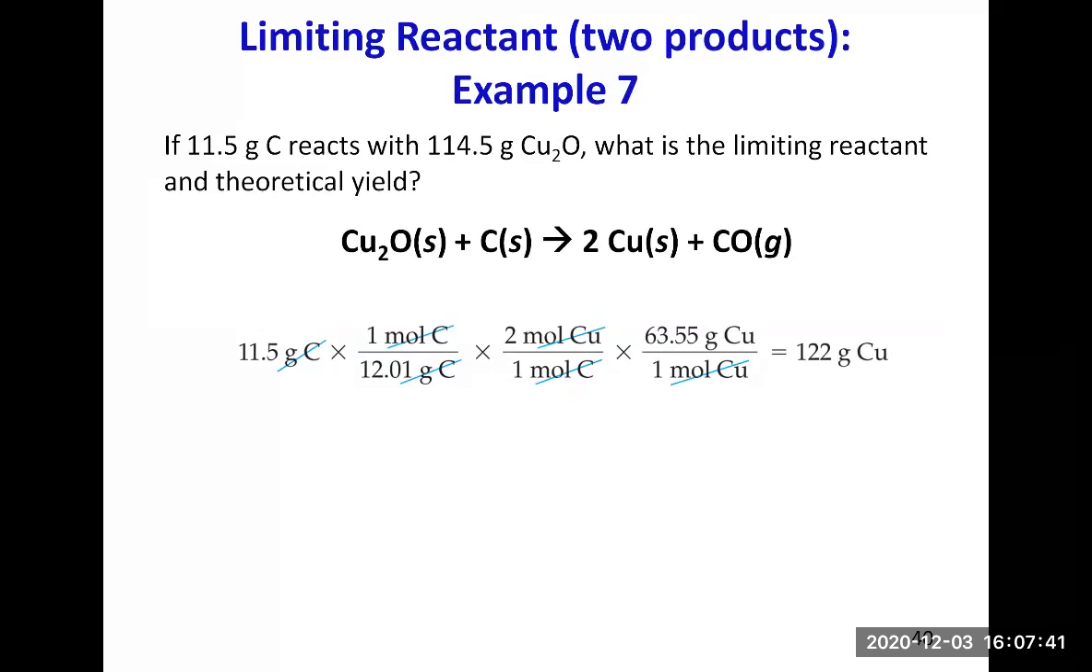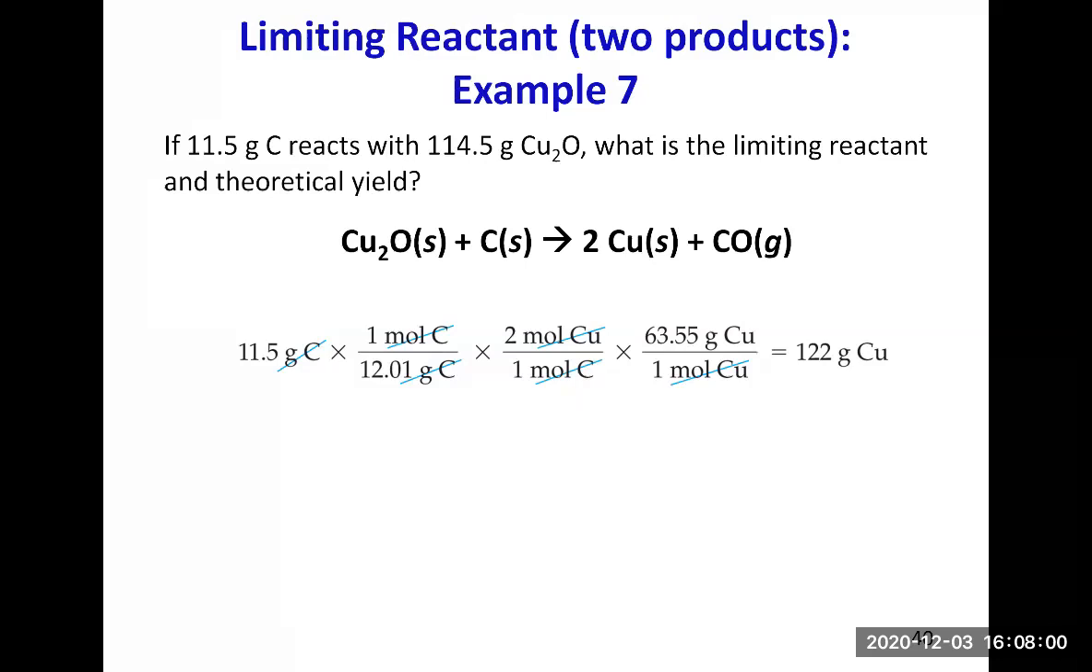So you keep 120 and the 1 will become a 2 because what comes after the 1 is a 7. So you need to round it up to a 2. So it's 122 grams of copper made from 11.5 grams of carbon.